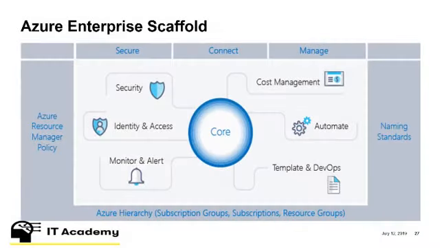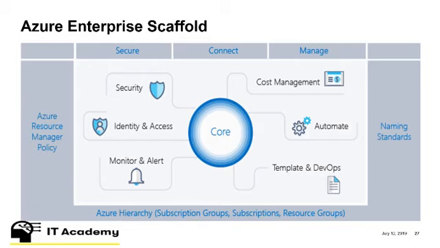The controls, countermeasures, and tools that Microsoft have implemented to provide governance around our Azure environment are collectively referred to as the Azure Enterprise Scaffold. Essentially, this is a combination of using security, identity and access, monitoring and alerting, templates and DevOps, automation, and cost management tools to make sure that we run our Azure tenant and our subscriptions in a way that's not only cost effective, in line with good practice, but it makes it secure and easy to manage moving forward.